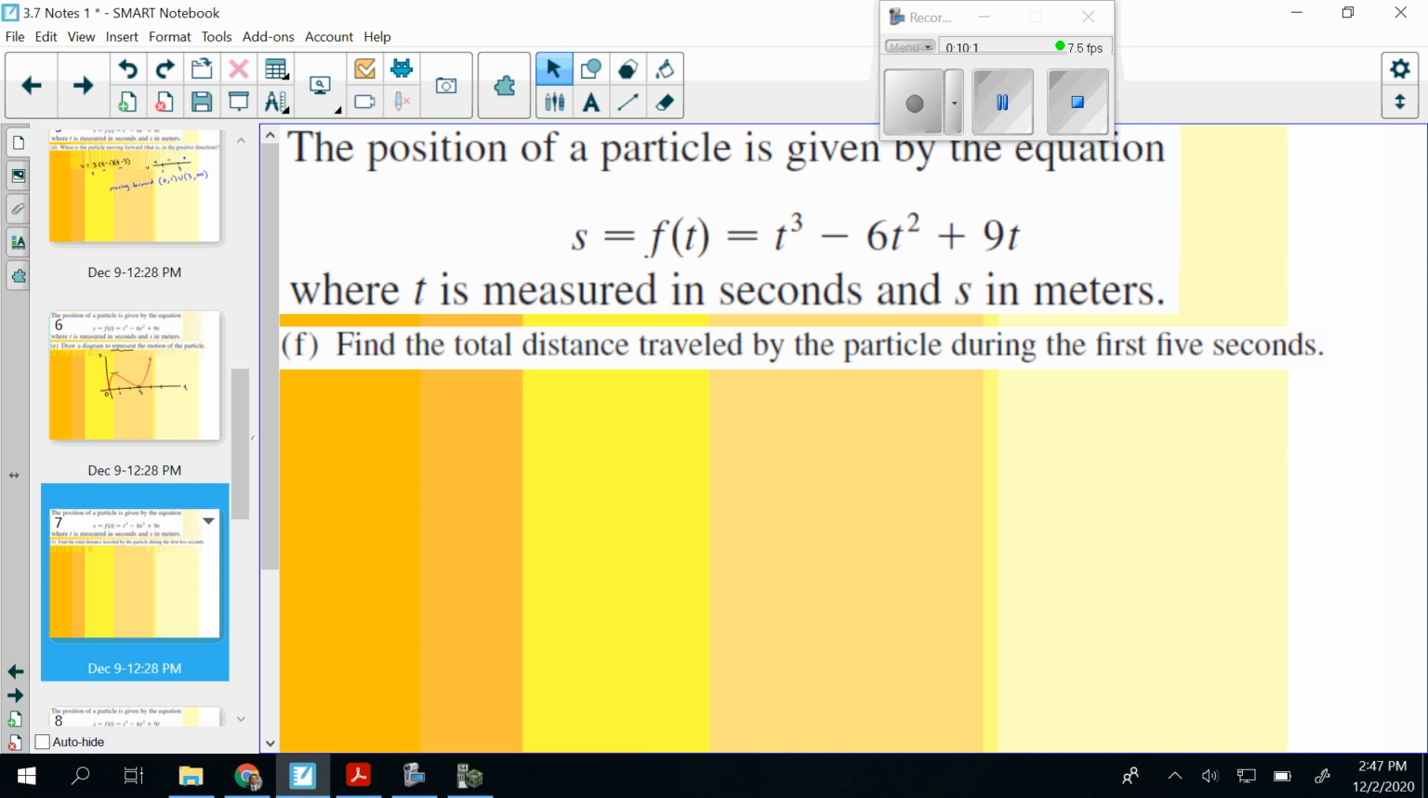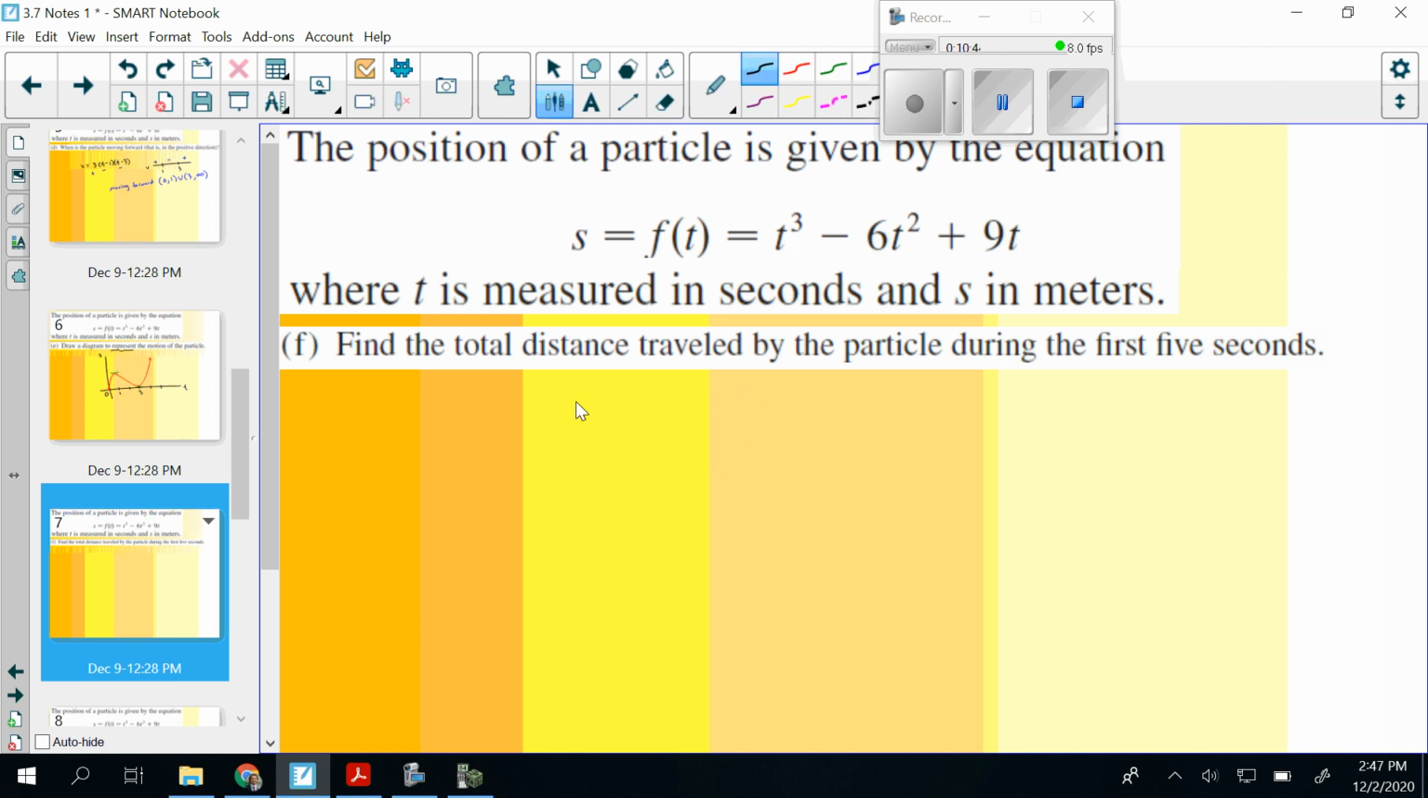All right, next part, F, find the total distance traveled during the first 5 seconds. Okay, so what we can't do on this one is just take our position function up here and plug in 5, because plugging in 5 will tell us the location at 5, but it doesn't tell us how far it's traveled. So what we've got to do is look at the different sections here.